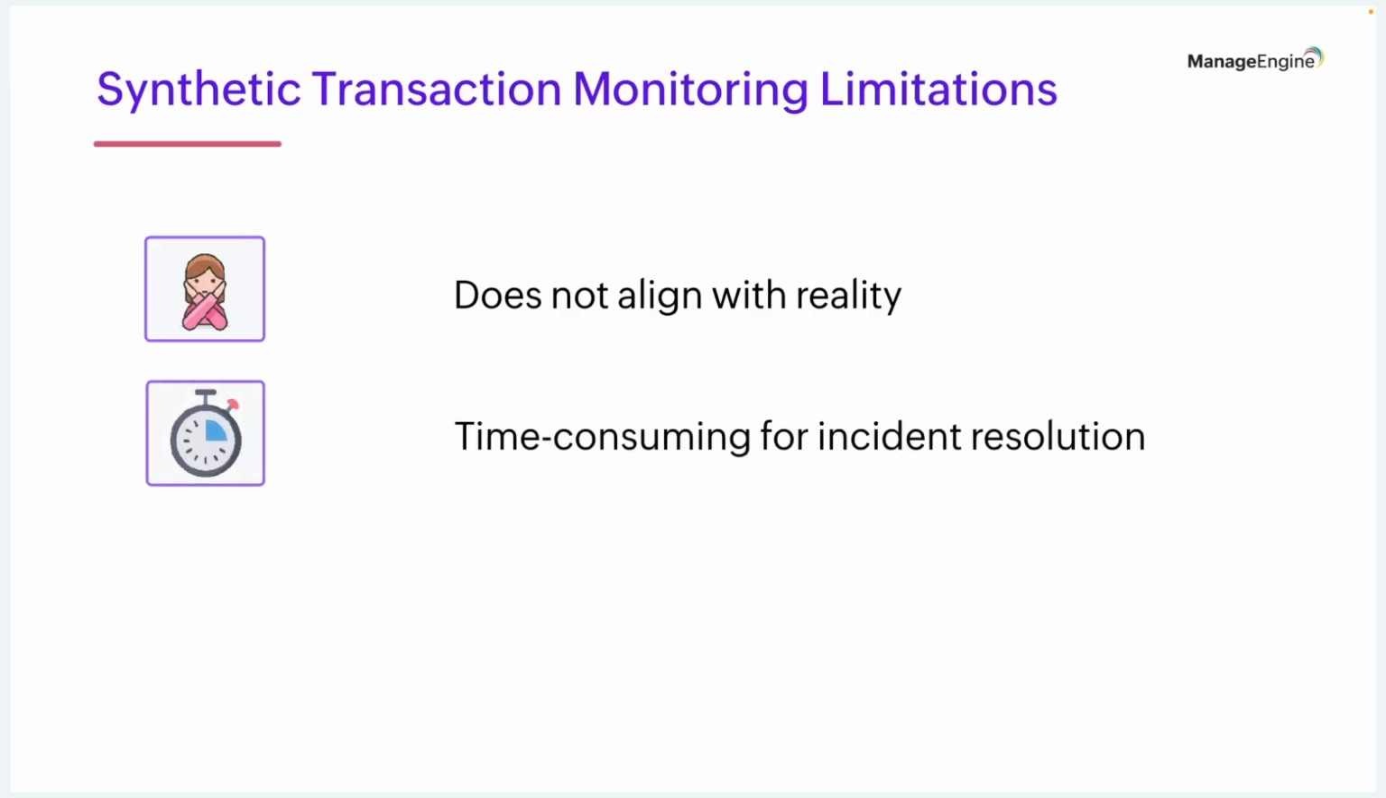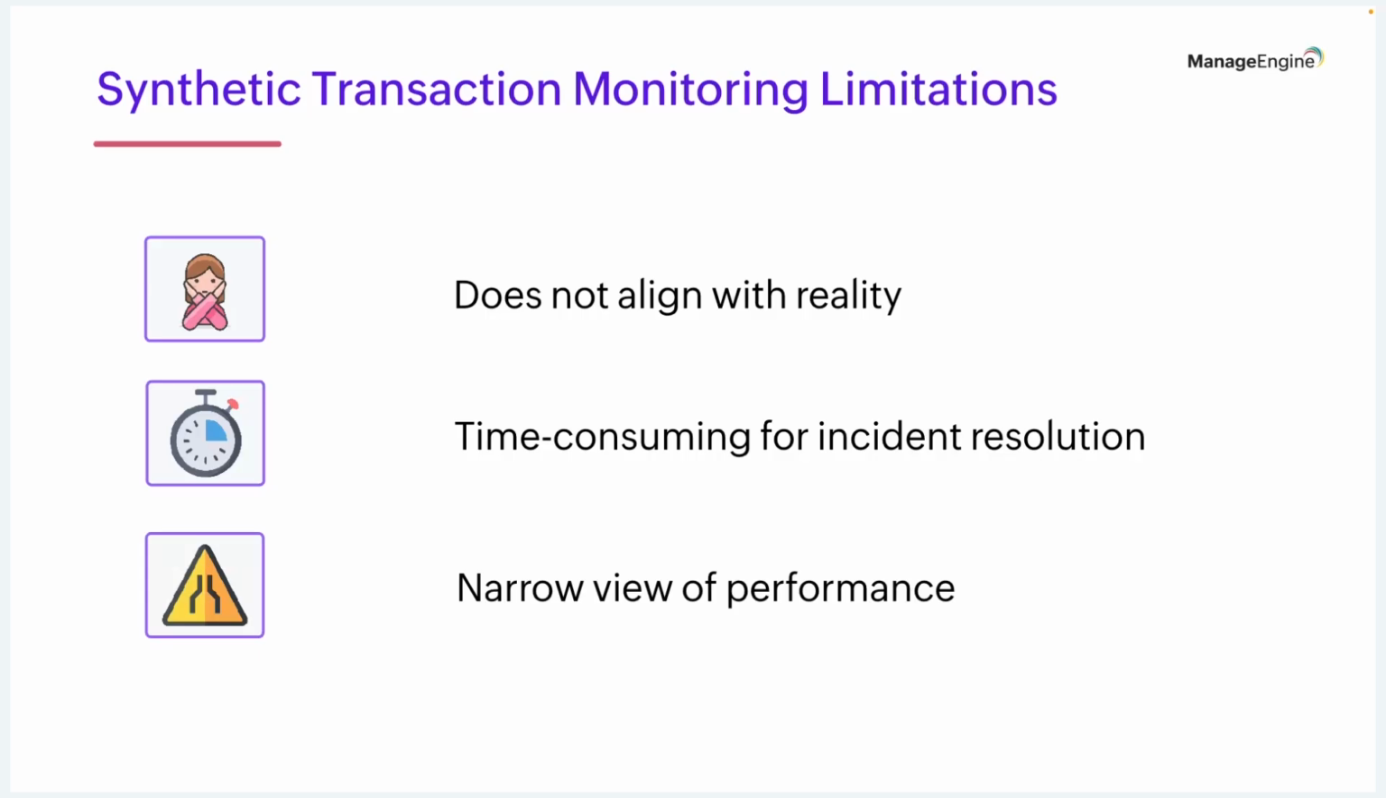Secondly, it consumes a lot of time for incident resolution. When you receive complaints from real users in real time, synthetic monitoring will not tell you what exactly the issue is, and you would have to painstakingly analyze the performance of every business critical transaction, create scripts for synthetic testing, and uncover possible issues. This can be extremely time consuming. And thirdly, you'll only be able to achieve a narrow view of performance. Since you are not monitoring the actual users, you are not really getting an idea of how your website is used in the real world. All you have is a simple, narrow view of your website performance.